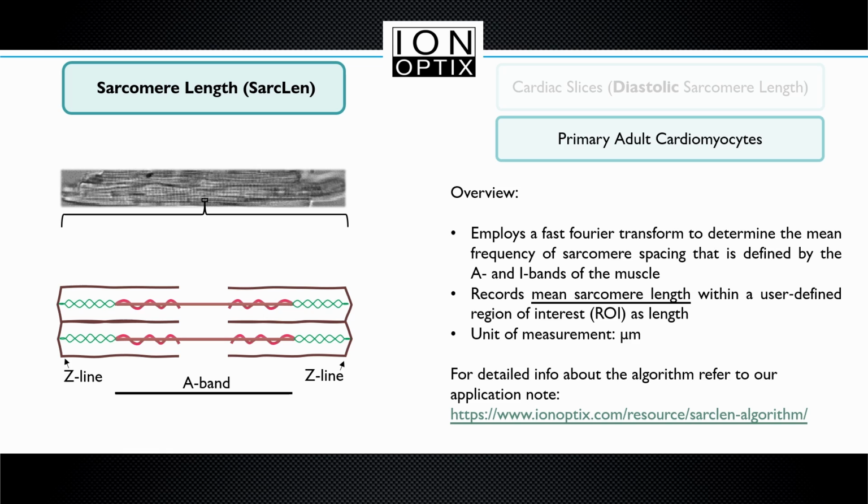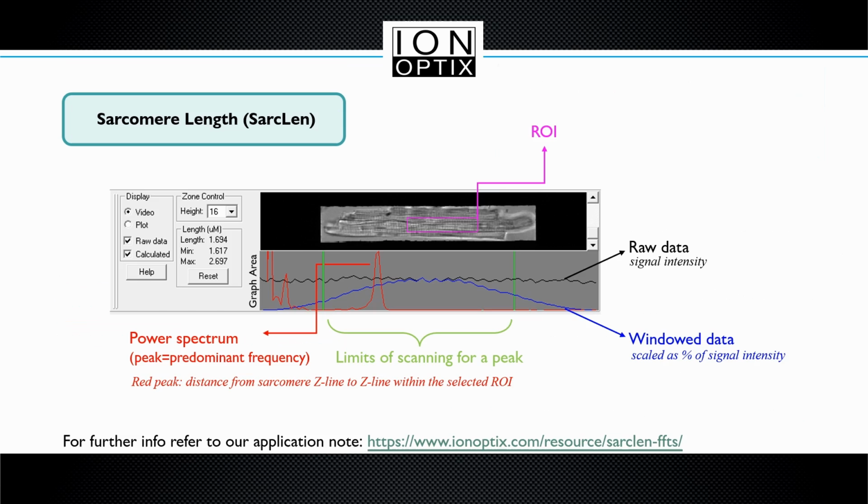The Sarc Length module employs a fast Fourier transform to compute the mean frequency of sarcomere spacing, as defined by the A and I bands. Consequently, the values obtained within a user-defined region of interest represent the mean sarcomere length across all sarcomeres within that region, and these measurements are reported in micrometers. For more comprehensive information about the algorithm, please refer to our linked application note.